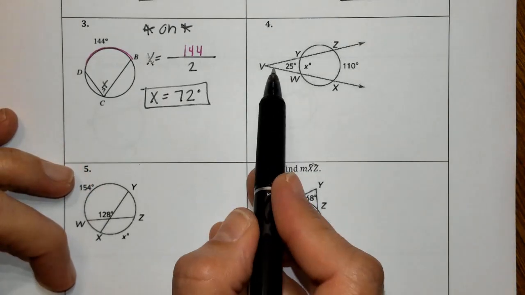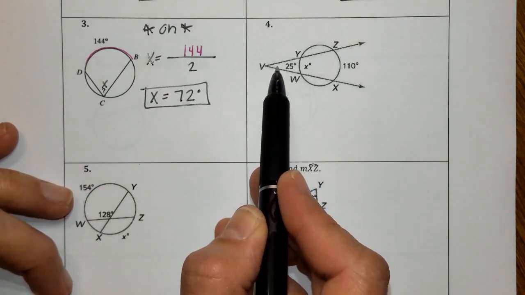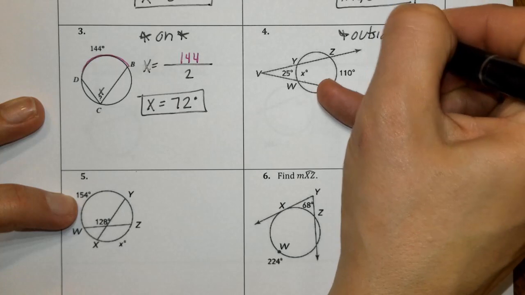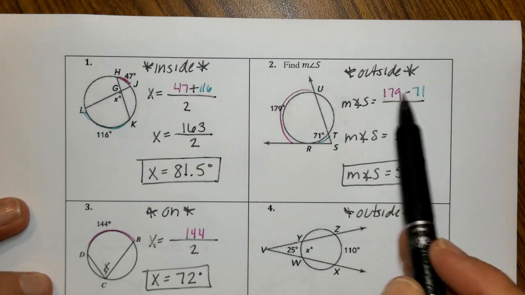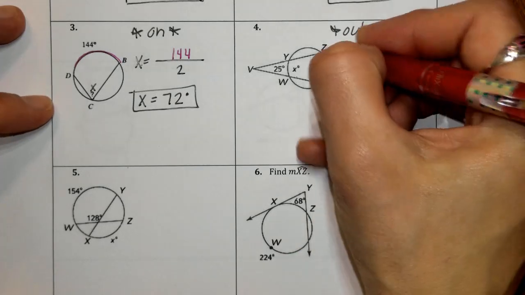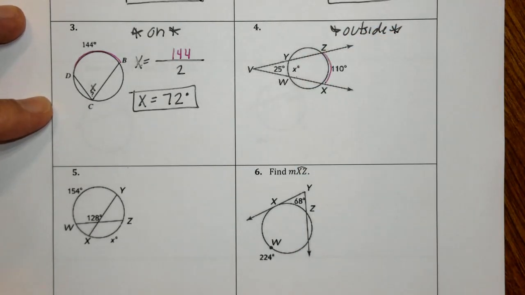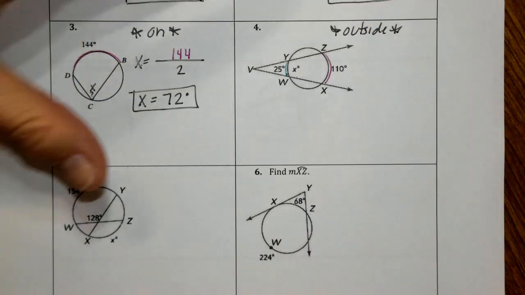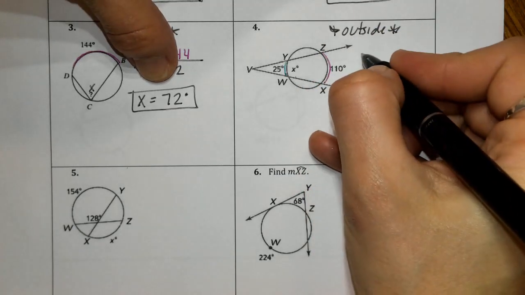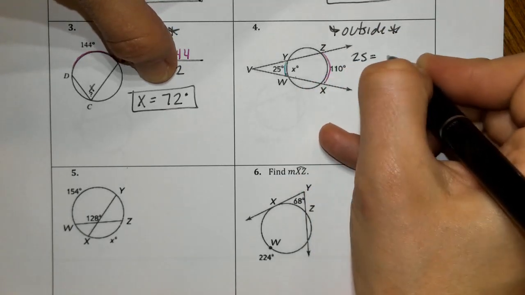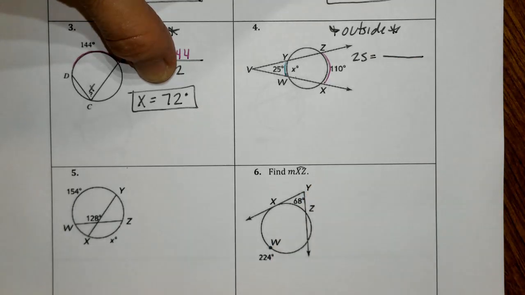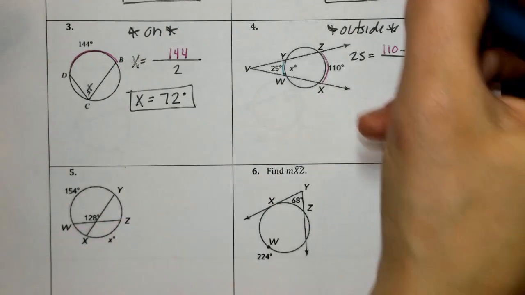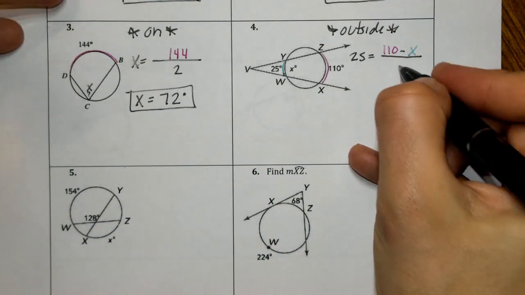Number 4, the angle over here, this is the 25-degree angle, just so you know, 25 is outside. So if we look up here on our formula chart, we subtracted. We took the bigger arc right here, and we subtract the smaller arc. Now we are going to be working backwards on this one. So we have the angle measurement of 25. We set this equal to the bigger arc, 110, minus the smaller arc of X, all divided by 2.